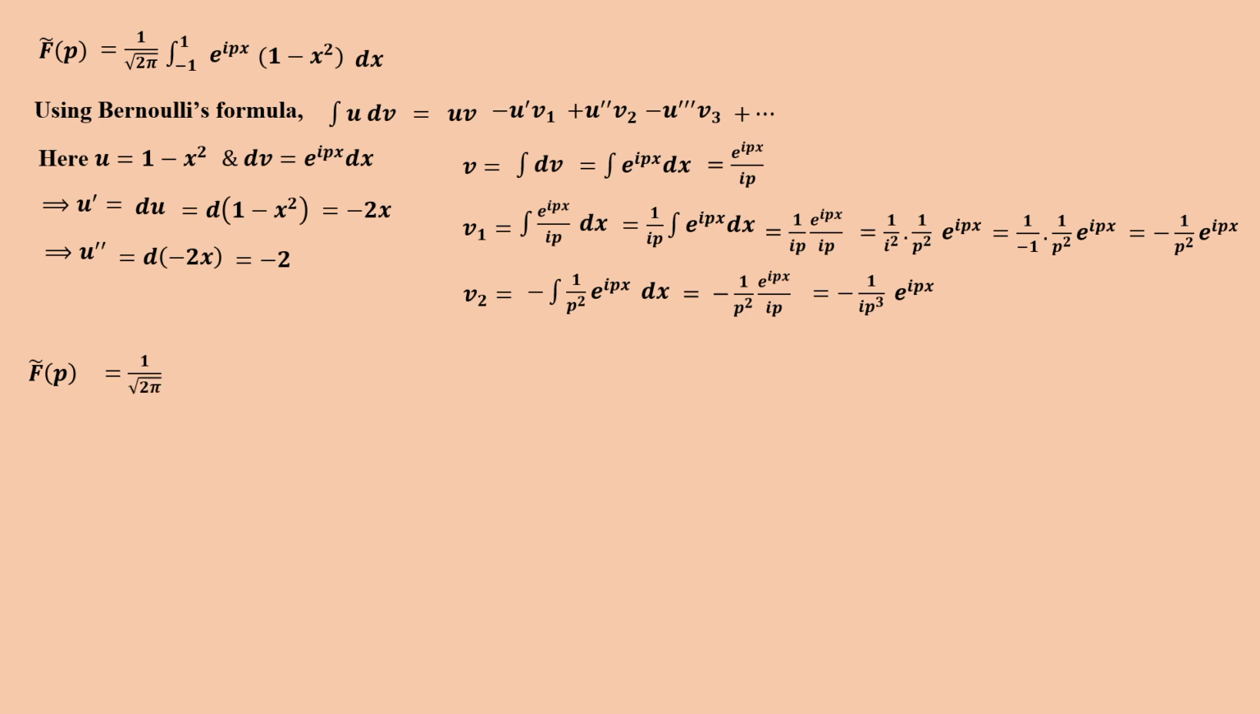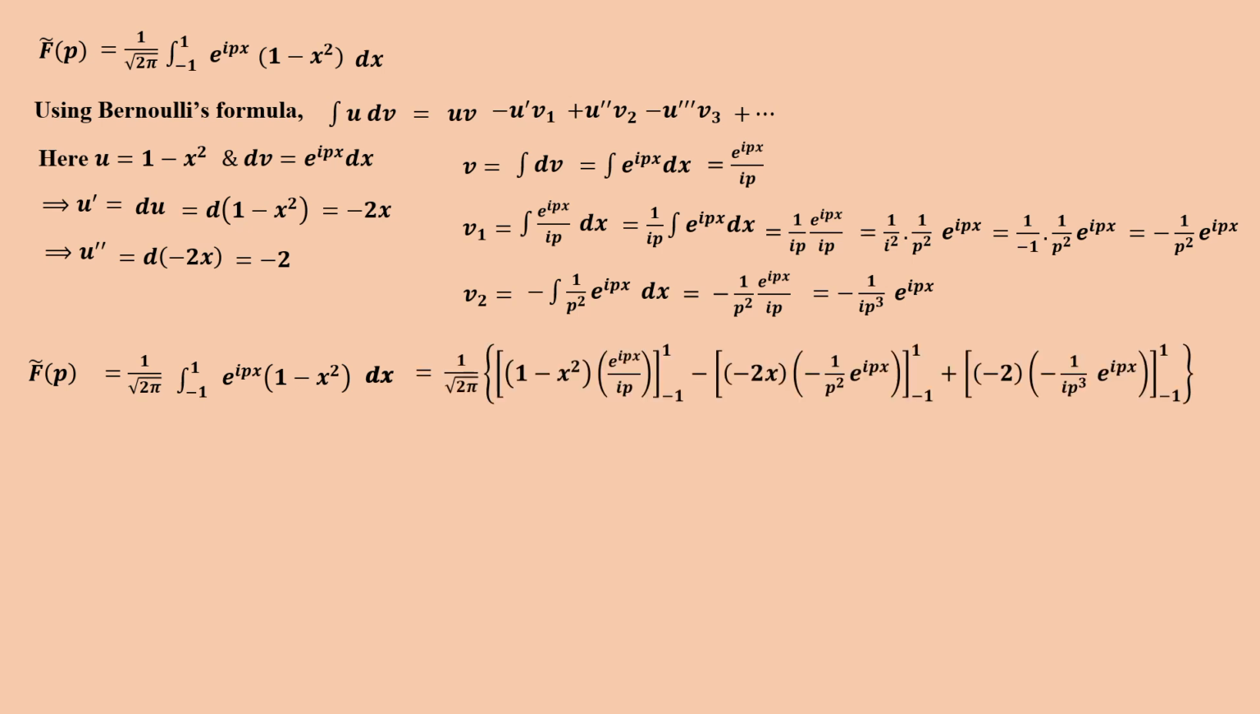So f bar of p, which is equal to 1 by root 2 pi integral minus 1 to plus 1 e power ipx into 1 minus x square dx, which is equal to 1 by root 2 pi. So first uv, u is 1 minus x square, v is e power ipx by ip. So limit is minus 1 to plus 1 uv minus u dash v1, u dash is minus 2x and v1 is minus 1 by p square e power ipx, limit is minus 1 to plus 1, plus. Then u double dash is minus 2, v2 is minus 1 by ip cube e power ipx, limit is minus 1 to plus 1.